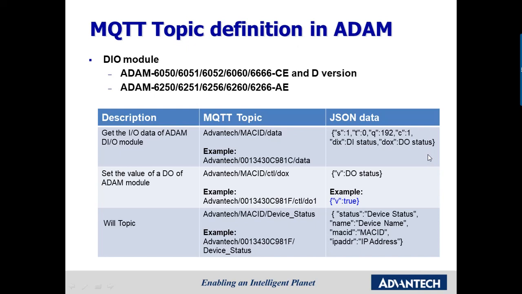For the DIO module, the DIO control topic is defined as Advantech/MAC address/control/DOX. The X means the channel number. If the user wants to turn on DO channel 1, then he needs to publish the data in JSON format to this topic.